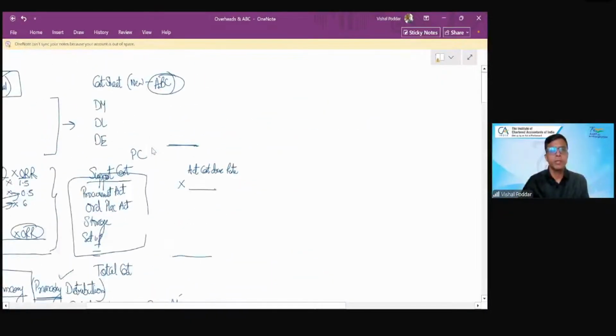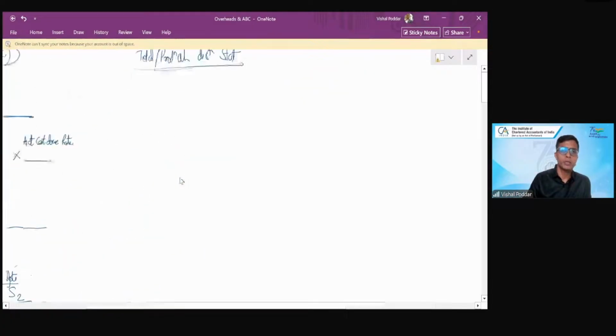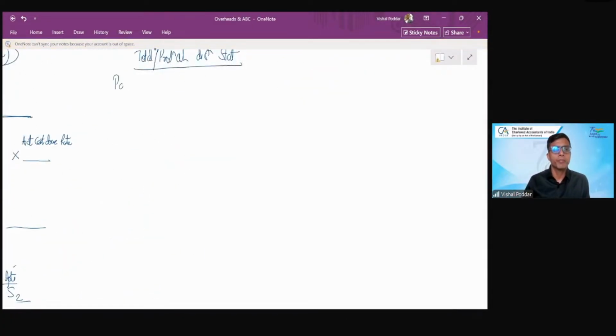However, ABC says we follow the same approach. So the ideology is the same. You again have the production overheads or the total overheads distribution statement. That is what we do in primary and secondary. The only difference in ABC is, they say you divide it into activities. We were dividing it into departments. They say divide it into all the activities that you perform.